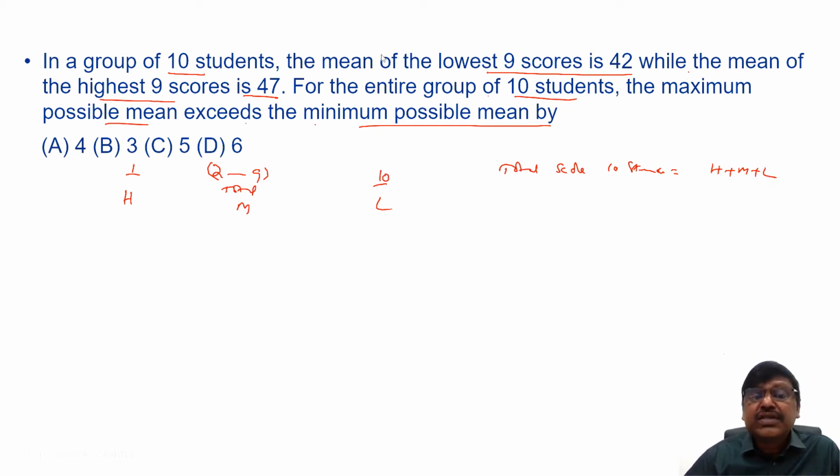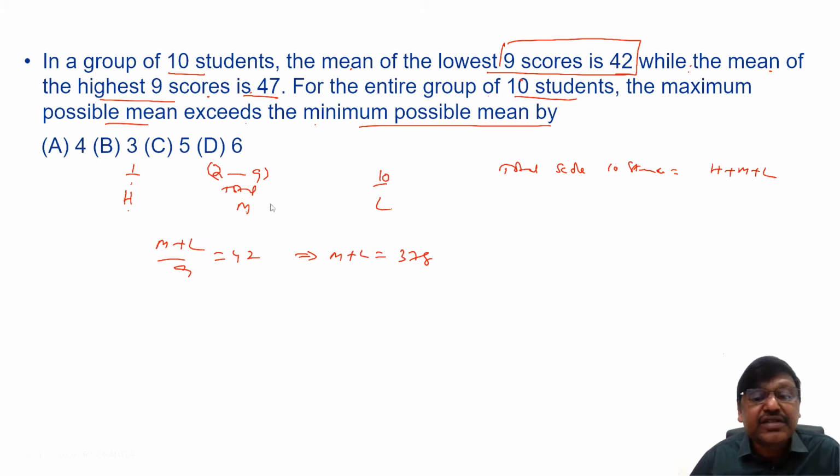Now the question says the mean of the lowest 9 scores is 42. Lowest 9 scores means excluding the highest one. So (M plus L) by 9 equals 42, or I can say M plus L equals 378. Similarly, the mean of the highest 9 scores is 47, and highest 9 means excluding the lowest one. So (H plus M) by 9 equals 47, or H plus M equals 423.